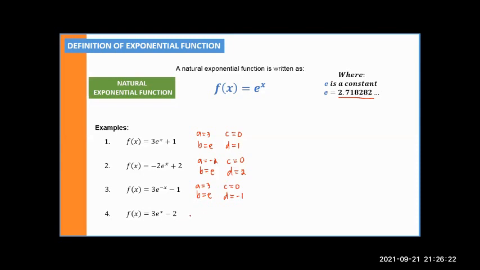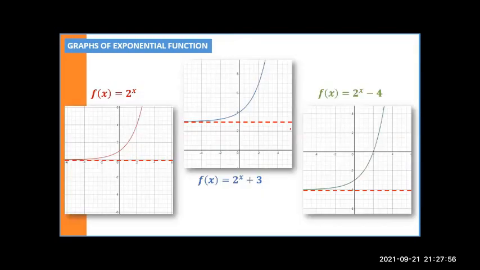Then last example, we have f of x is equals to 3 times e raised to x minus 2. So we have a, which is 3. We have the base, which is e. C is 0, then D is negative 2. So ganito yung natural exponential function. So pwede siyang naka-basic form, pwede siyang naka-transformation provided that the base is E, which is a constant number equivalent to 2.718282.